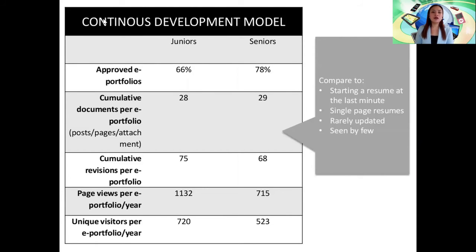Then the continuous development model shows the comparison between the juniors and the seniors. This is for electronic portfolios, the approved electronic portfolios, cumulative documents per e-portfolio, the posts, pages, and attachments that they are doing in the community platform. Then cumulative revisions per electronic portfolio, page views per electronic portfolio every year, and the unique visitors per electronic portfolio per year. So as we are browsing, it leads us into different sites, right? So meaning to say, if they put up a certain site there, they can find out how many visitors or how many views they have in a certain period of time.